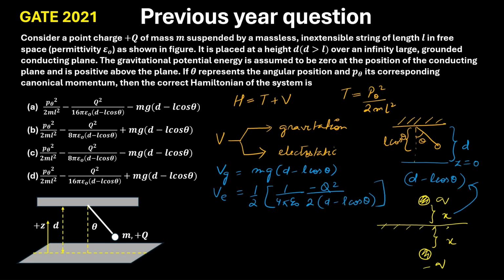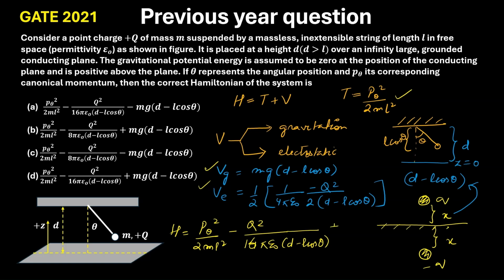So now we have got the potential energy and we have got the kinetic energy also. Now we are in a position to write the Hamiltonian. So the Hamiltonian will be equal to p_theta squared by 2ml squared, then minus q squared over 16 pi epsilon naught (D minus L cos theta), plus mg (D minus L cos theta). So I think it is matching with option D.